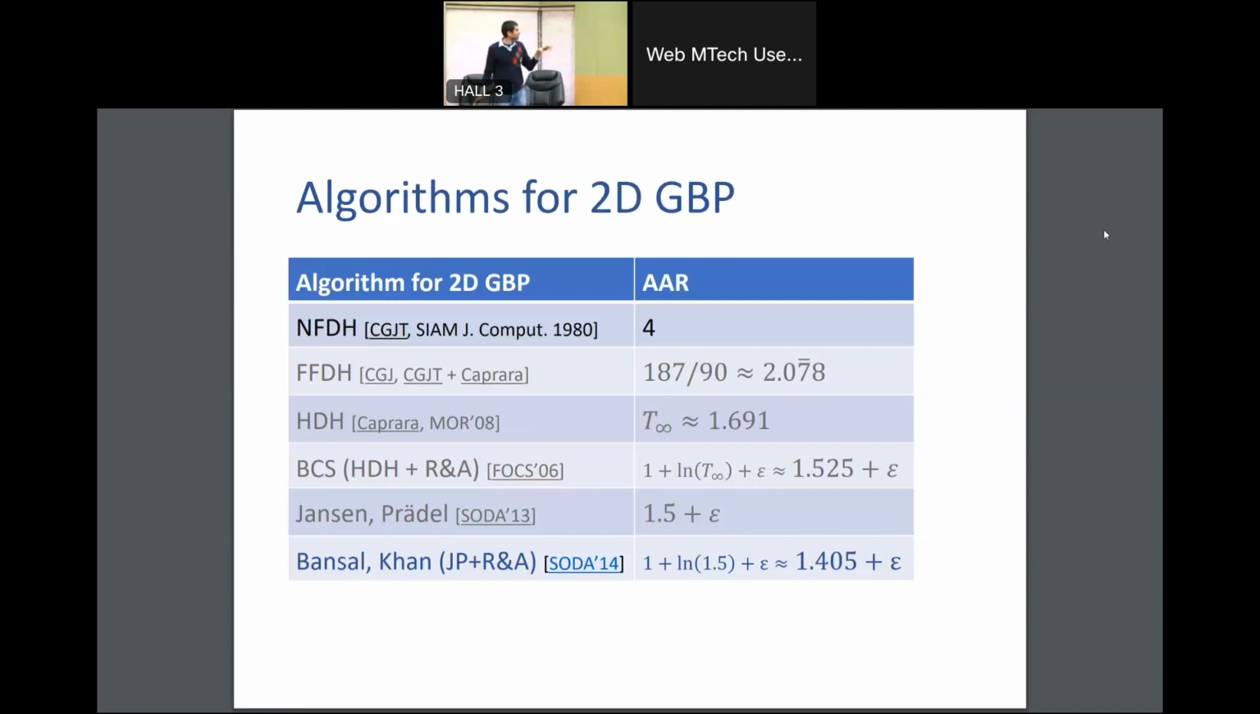Here's a list of some of the algorithms. One of the first algorithms for this problem is called next fit decreasing height. It's a fast and efficient algorithm, and it has an asymptotic approximation ratio of 4. Since then, there's been a series of improvements, and currently the best known algorithm is by Nikhil Bansal and Arindam Khan, and it gets an asymptotic approximation ratio of around 1.405 plus epsilon. This algorithm takes a parameter epsilon as input, and the asymptotic approximation ratio has epsilon in it, and the running time increases as we decrease epsilon.